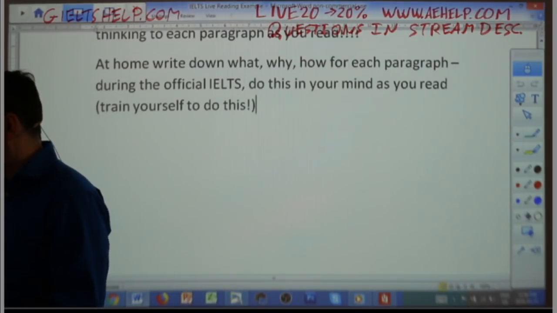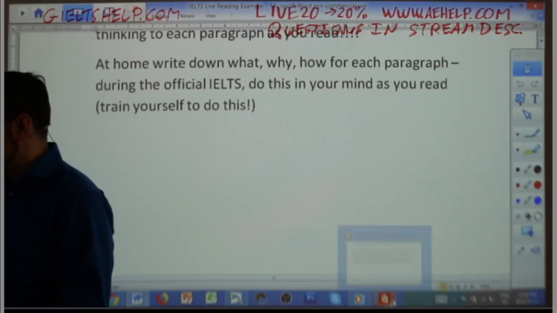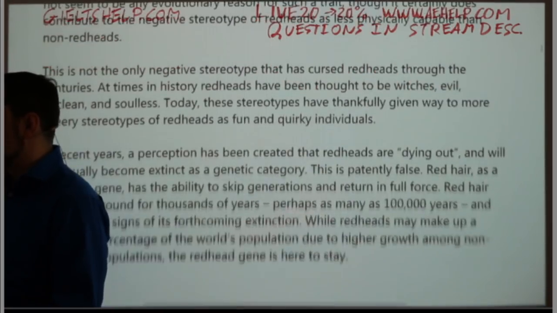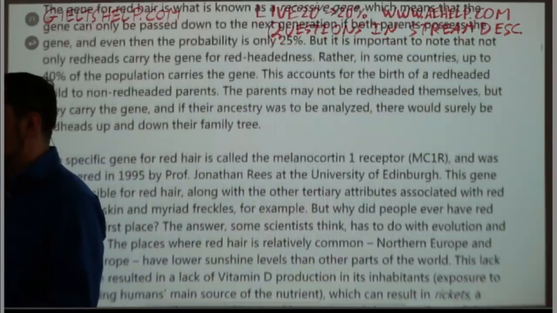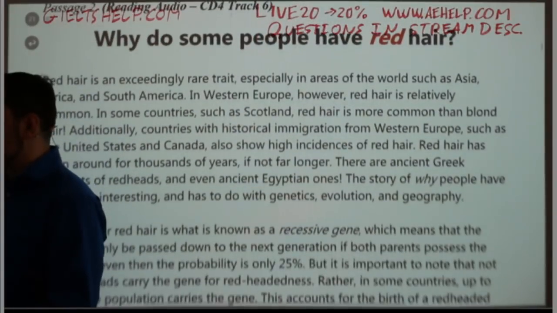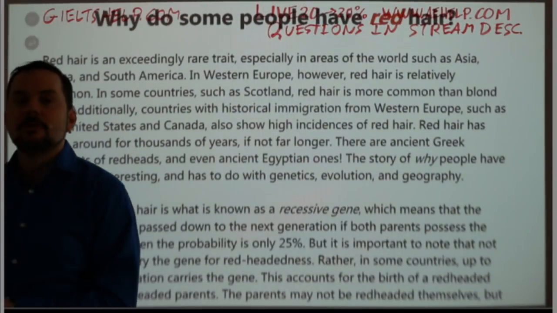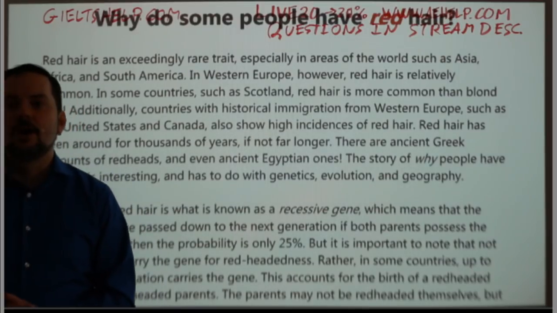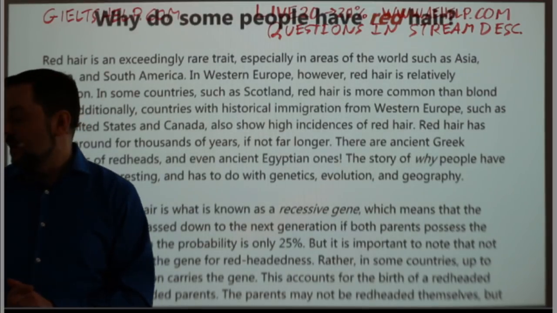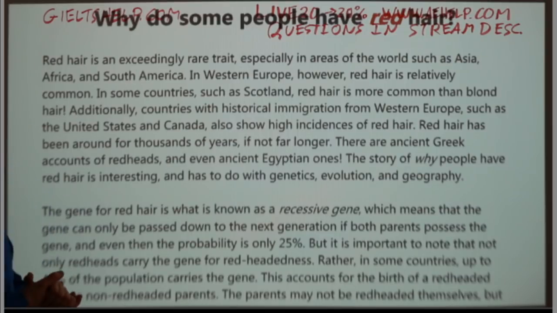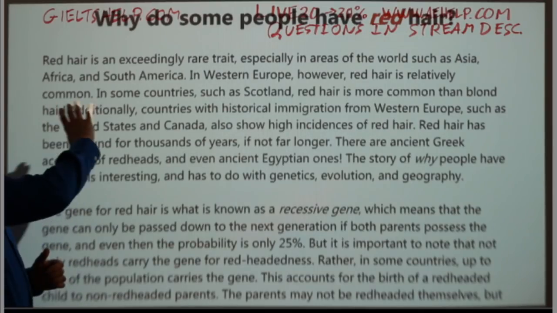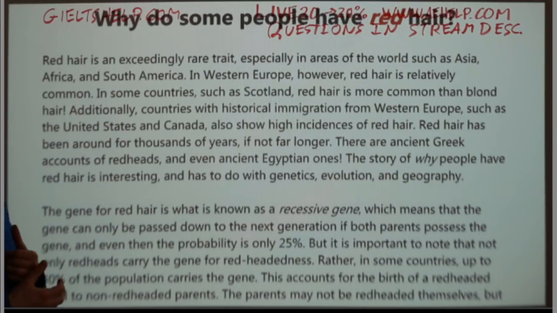So we apply this to the passage. I'll give you a couple of examples, okay? So we'll look at maybe 2 paragraphs. We won't do all of them because that will take too long, but we'll do 2 just so you get a good idea of what I mean here with critical thinking for each one. So let's read paragraph 1 again, and then we'll ask and answer what, why, how.